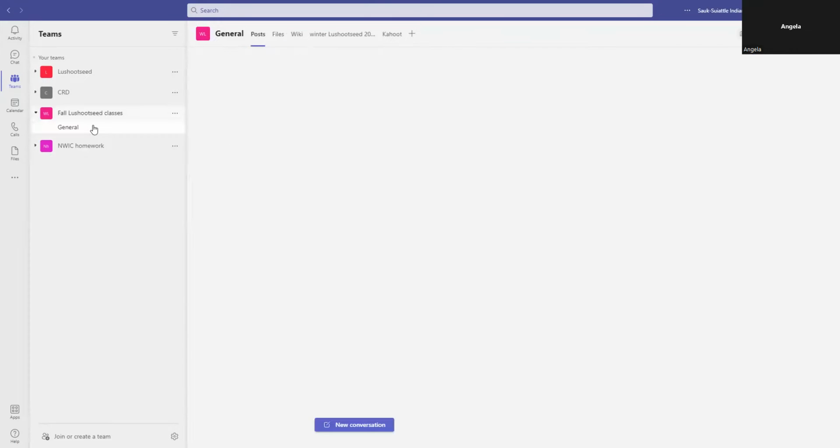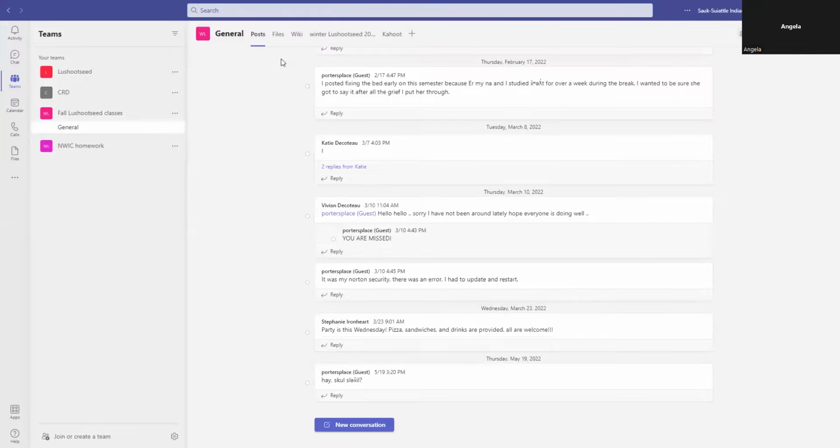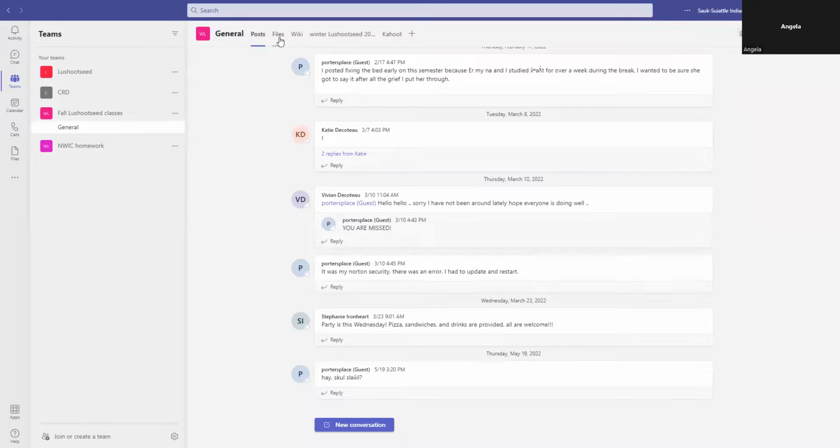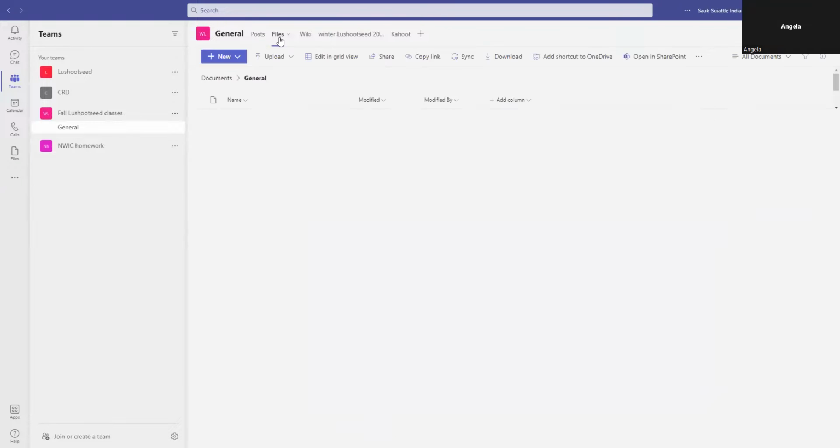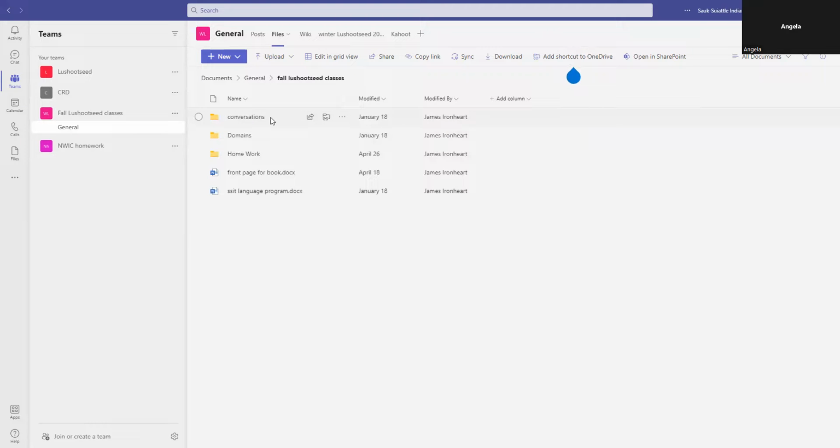This is going to be the fall Lushootseed classes. Here is where we can do little group texts if you want. And here's where you will find the classes themselves. I don't know why fixing the bed got put here, but all right. Mary? I didn't know it was going to go on there. I really didn't know it was going to go on there.